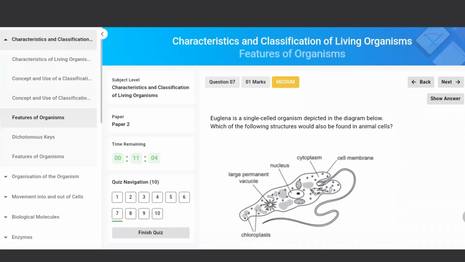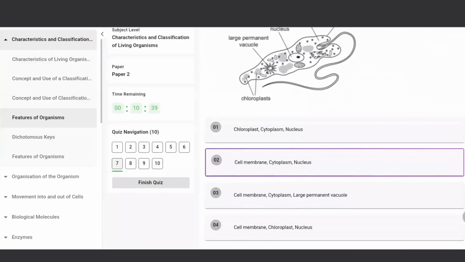All right, so now let's take a look at a few questions from the question bank. Here's our first question. Euglena is a single-celled organism depicted in the diagram below. Which of the following structures would also be found in animal cells? They're asking you to find the common structures in the euglena as well as in the animal cell. So let's take a look at our 4 answers given here.